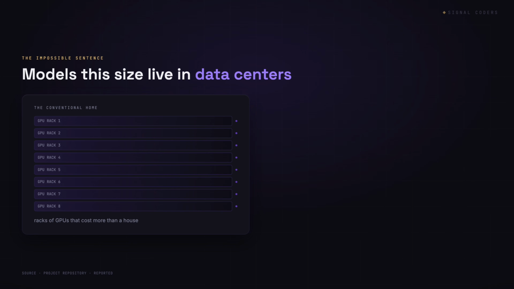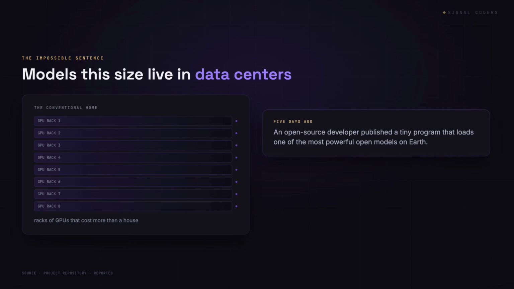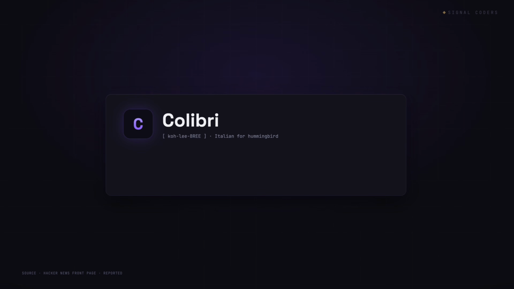And yet, 5 days ago, an open-source developer published a tiny program, one single file of C code, about 2,400 lines, that loads one of the most powerful open models on Earth and answers questions on hardware you might already own. It's called Colibri, Italian for hummingbird: tiny engine, immense model.